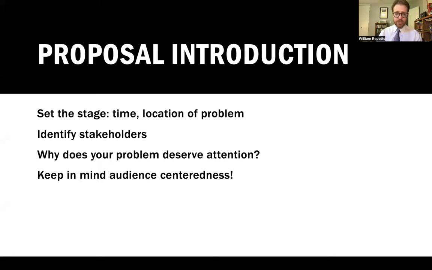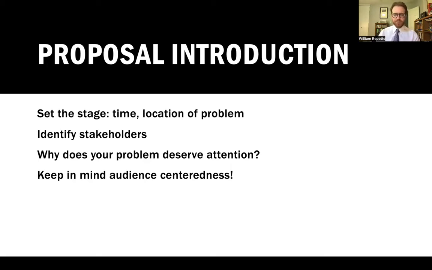So with proposal introduction, the first thing you want to do is set the stage for the problem. When are people having this problem, and where are people having this problem? You can think about this in terms of the 5 W's as well, right? The who, what, where, when, and why. You want to identify the stakeholders. That's the who. Is this a problem that's specific to you? Is it a problem that's specific to your department? Is it a problem that's for everyone at the university? Is it a problem for everyone in the world?